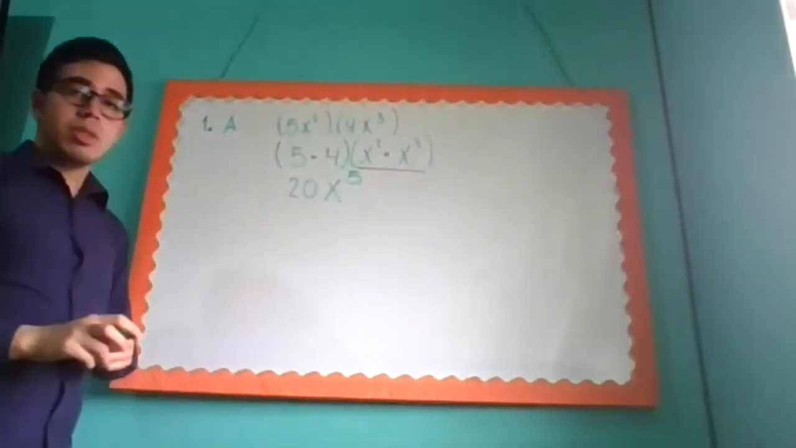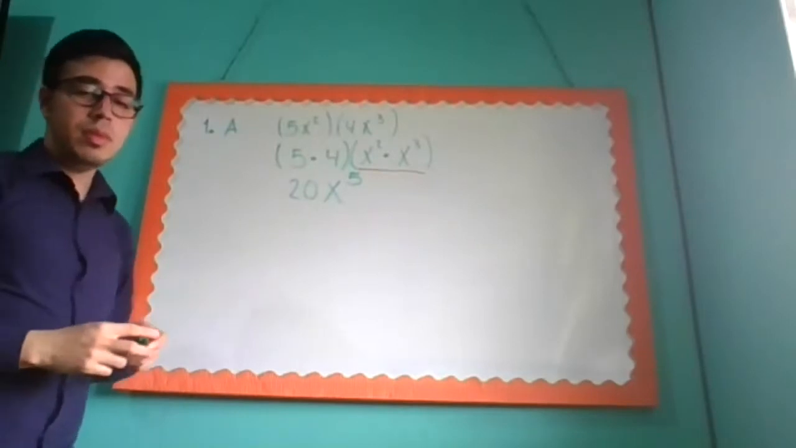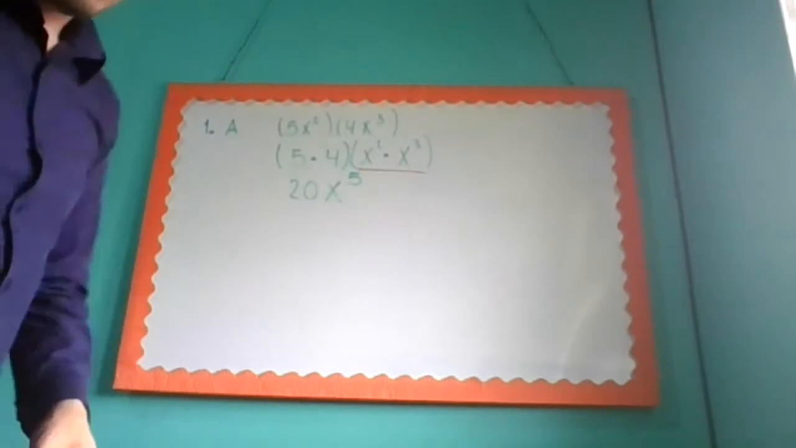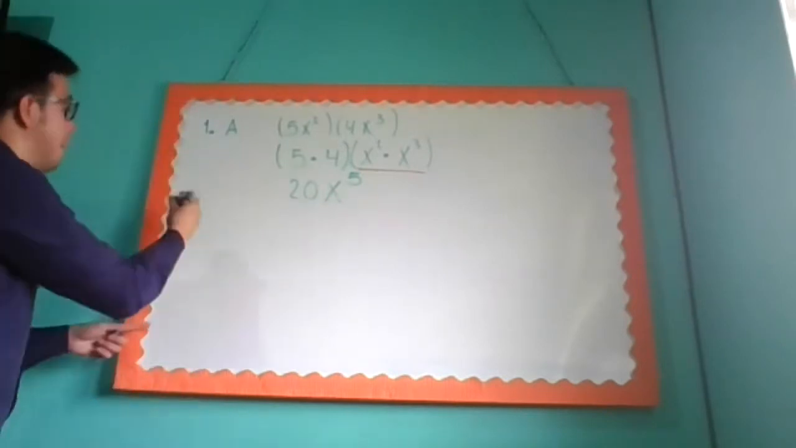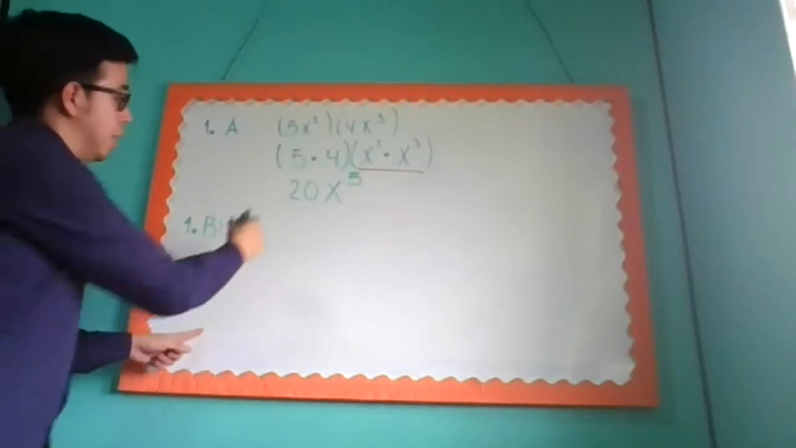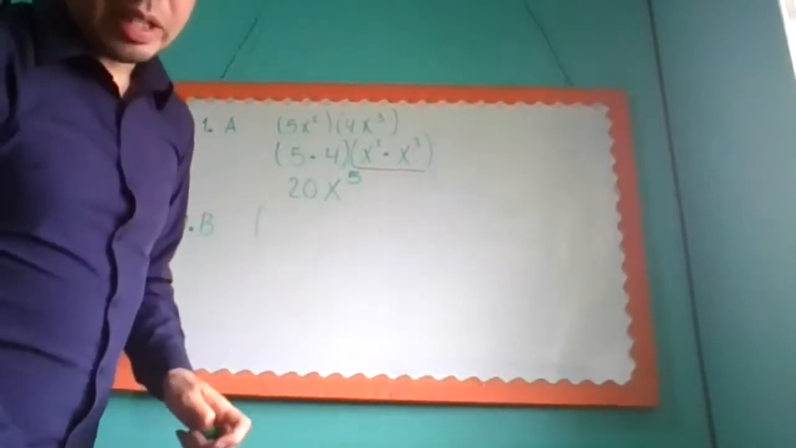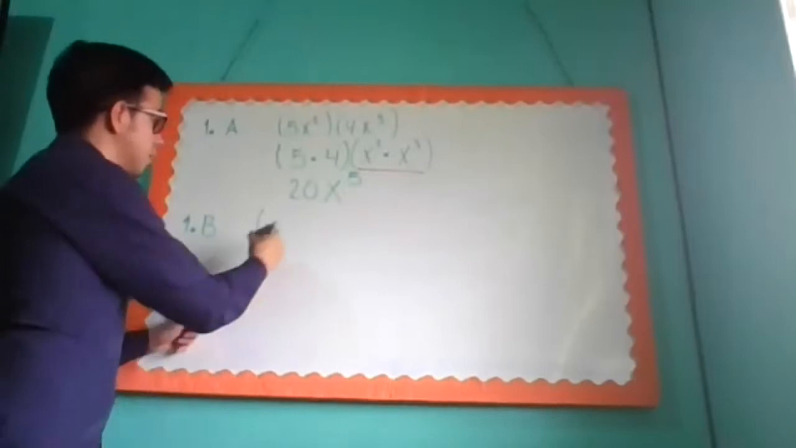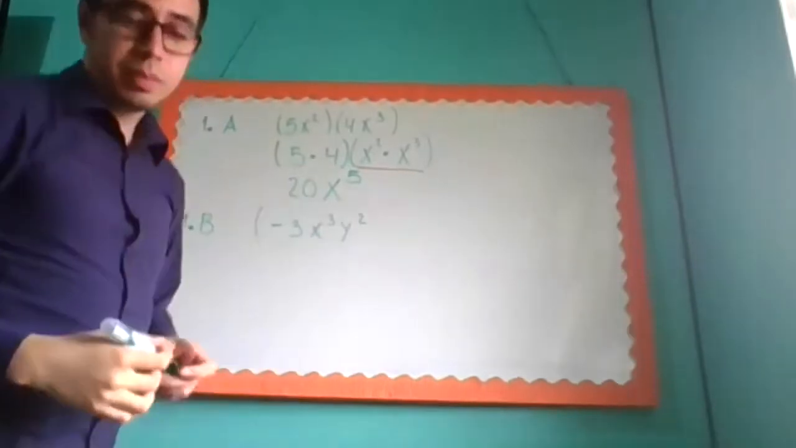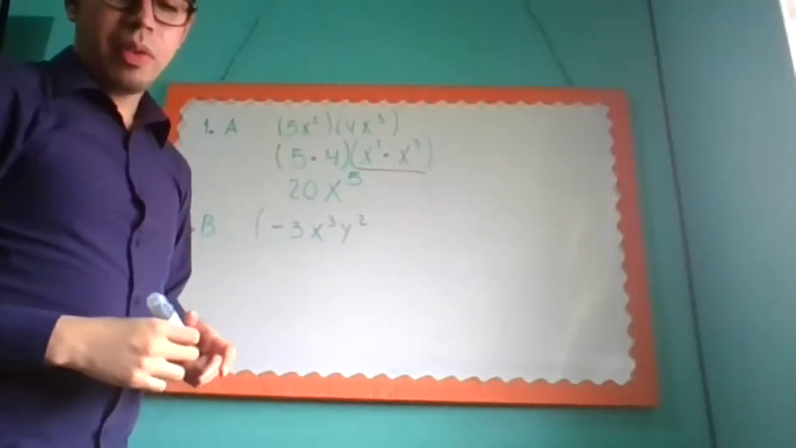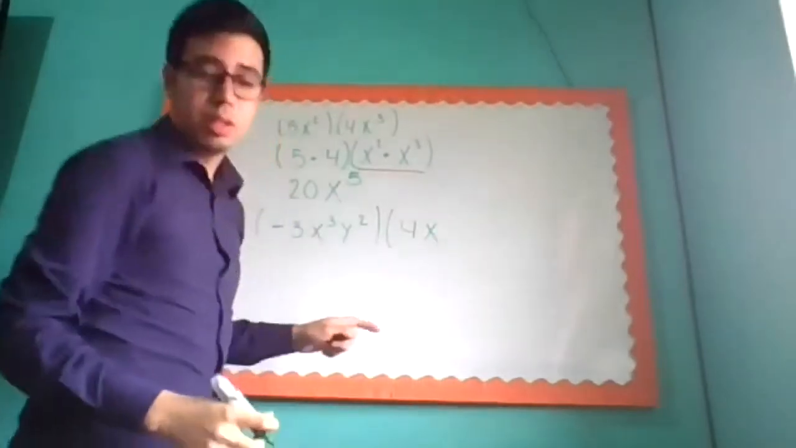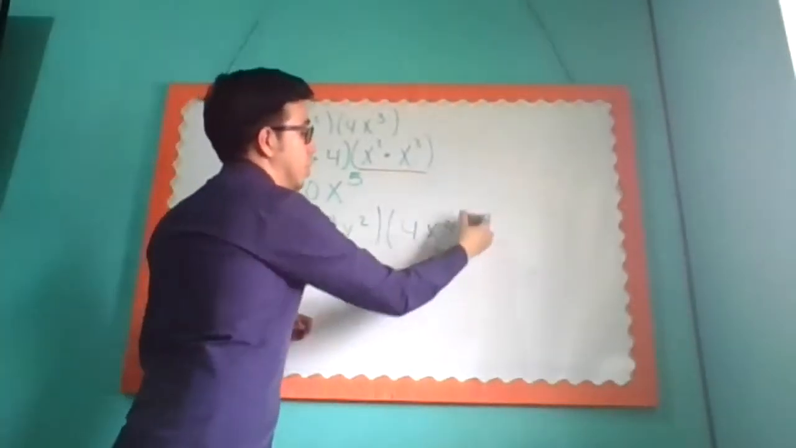Okay, I was trying to show you all the steps for this one. So for the second one, we have two monomials again. We need to multiply two monomials. I'm going to write 1b. In parentheses, the monomial is negative 3x to the power of 3, y to the power of 2, multiplied by 4x y to the power of 5.